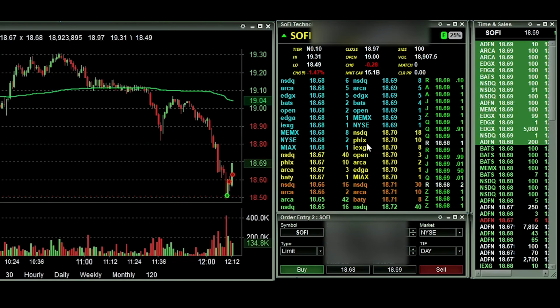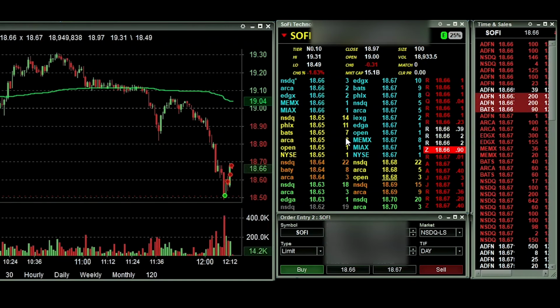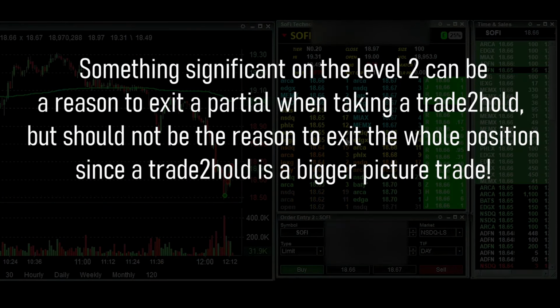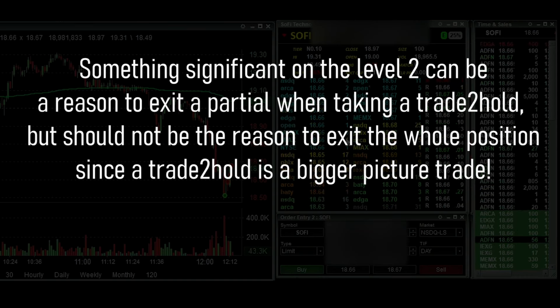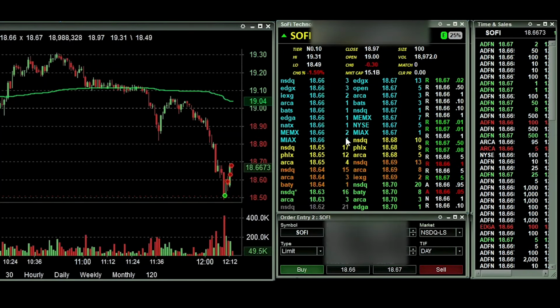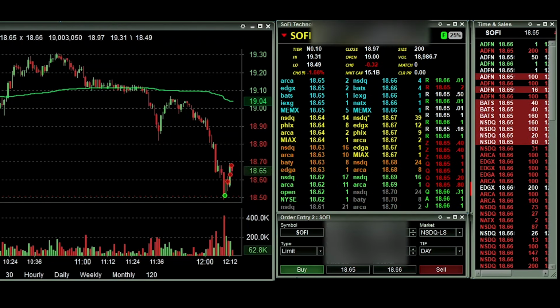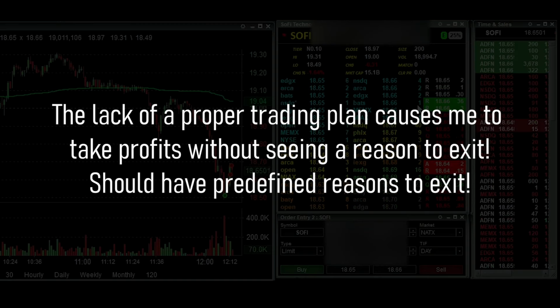Even though I had an amazing entry, 80% of my executions were random. There is a significant event on the tape later that I will show, but such an event is just a reason to exit a partial of your position and not the whole position. Since entering the trade, nothing significant has happened, yet I have already exited 60% of my position.